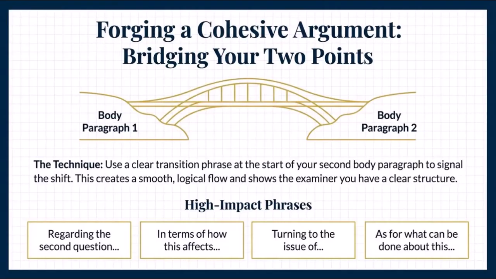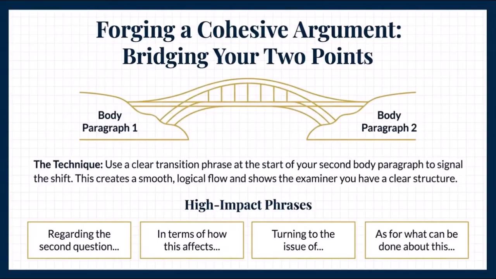While your two body paragraphs are addressing different questions, they still need to feel like they belong to the same cohesive essay. The best way to achieve this smooth transition and show the examiner you have a clear structure is by using a clear transition phrase at the start of your second body paragraph. Instead of just jumping straight into the answer for the second question, you should signal the shift. This creates a smooth bridge between your two points and helps the examiner follow your argument easily.